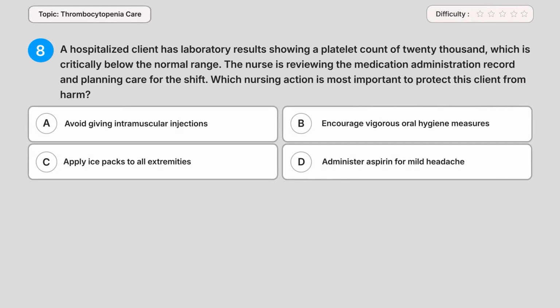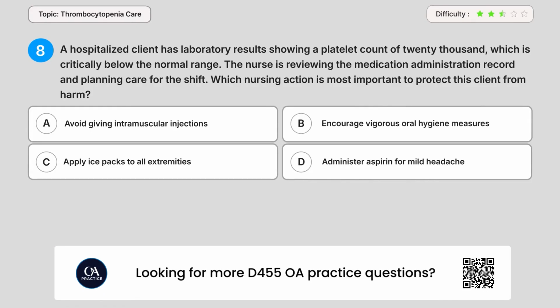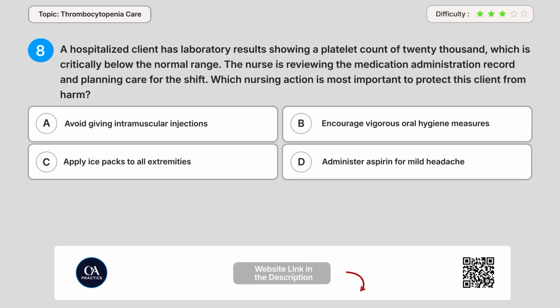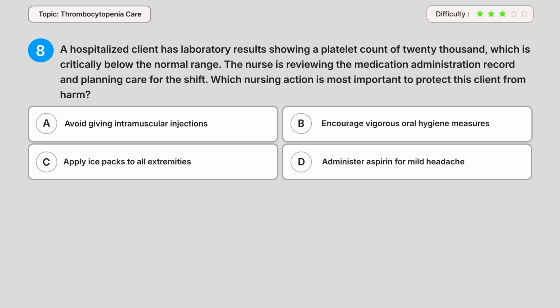8. A hospitalized client has laboratory results showing a platelet count of 20,000, which is critically below the normal range. The nurse is reviewing the medication administration record and planning care for the shift. Which nursing action is most important to protect this client from harm?